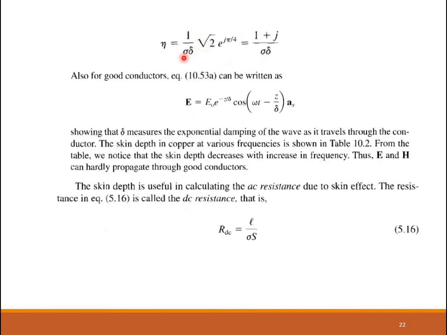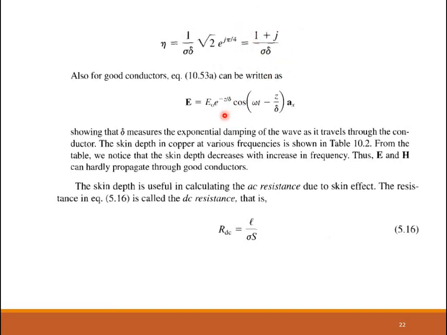Once you get 1 by sigma delta, root 2 e raised to j pi by 4, when you substitute, you will get this. And how do you get it as 1 plus j? See, how can you write this? You can also write this as root 2 into cos pi by 4 plus j sine pi by 4, isn't it? And cos pi by 4 is 1 by root 2. So the root 2 cancels out. That is how you get this particular expression.